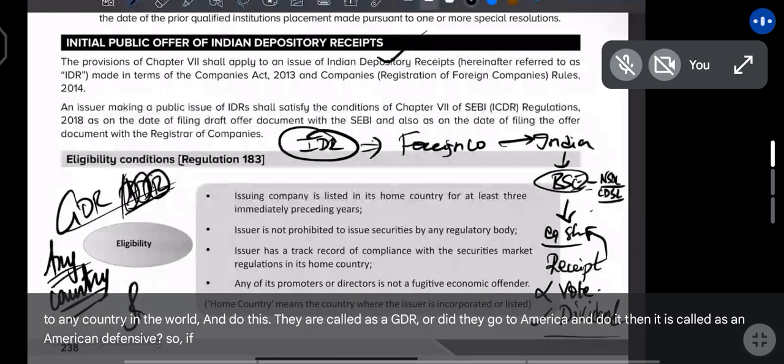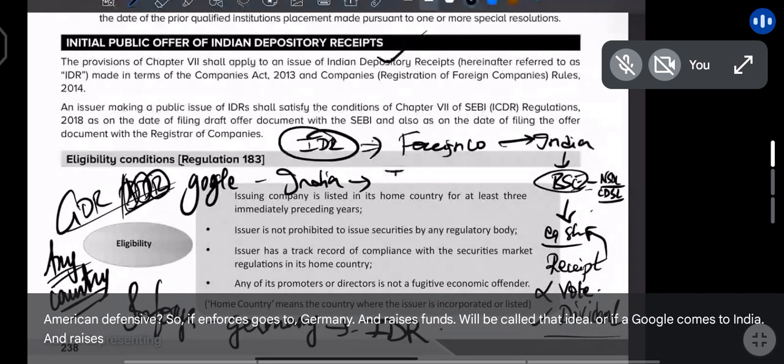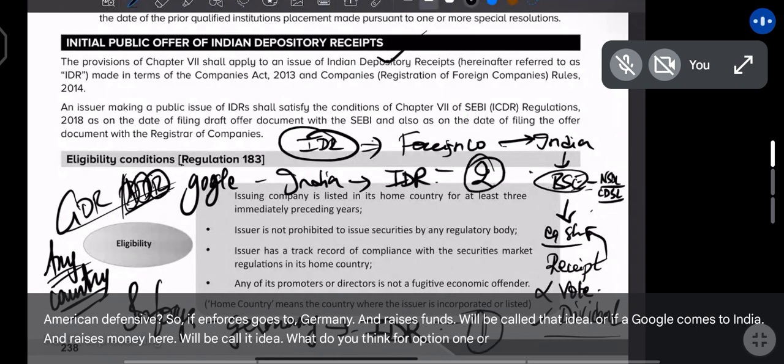So if Infosys goes to Germany and raises funds, will we call that IDR? Or if Google comes to India and raises money here, will we call it IDR? What do you think? Option 1 or 2? Option 2. Others?